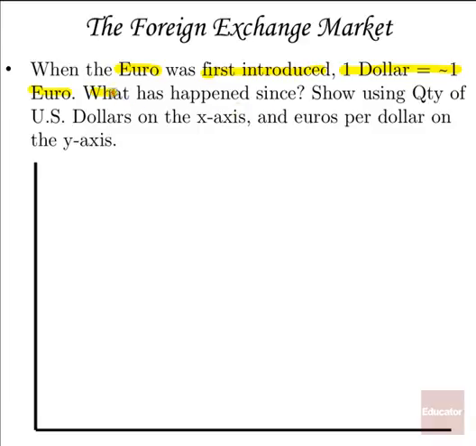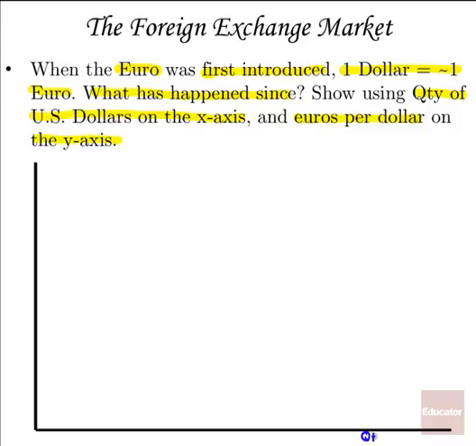So what has happened since? Show using the quantity of US dollars on the x-axis and euros per dollar on the y-axis. So let's draw out this graph here. If you're confused by these exchange rates, make sure you have the labeling of the graphs right. You might be able to get a point for correctly labeled graphs here. That's one of the things on the FRQs you're always going to see: draw a correctly labeled graph. So I'm going to show you how to draw a correctly labeled graph for the foreign exchange market here.